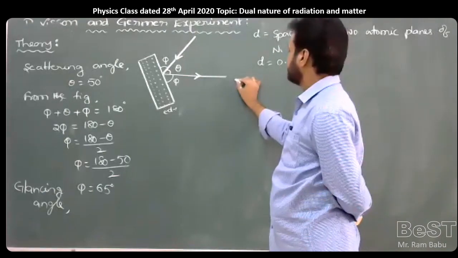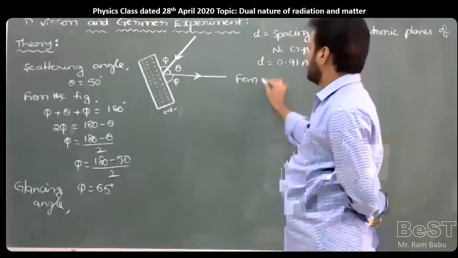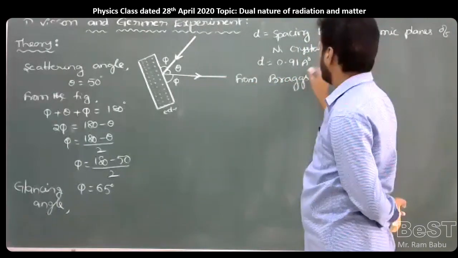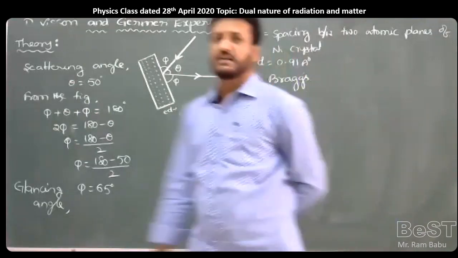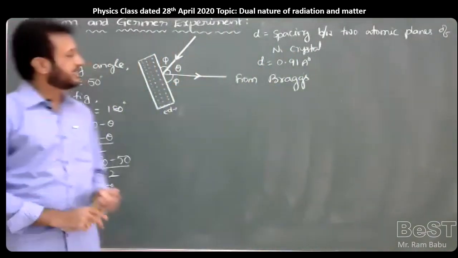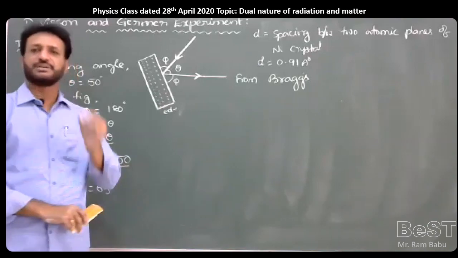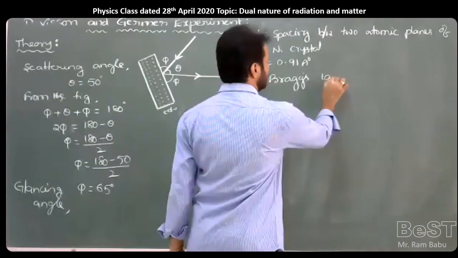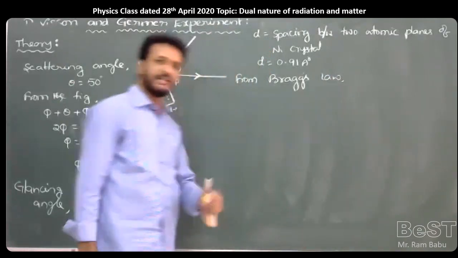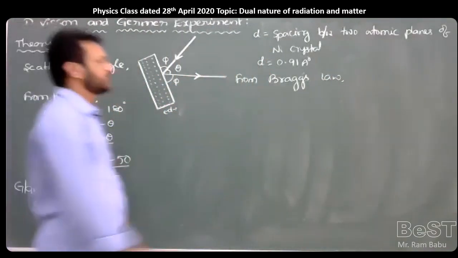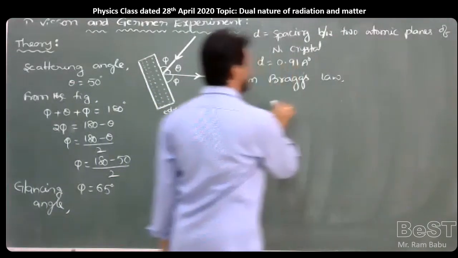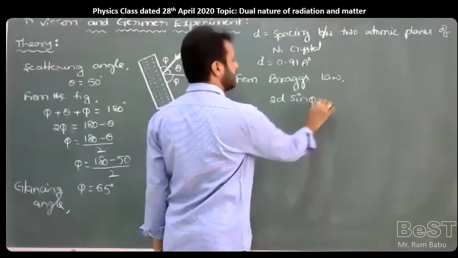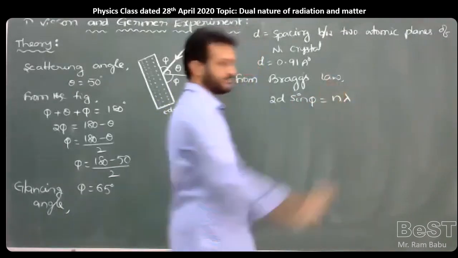From Bragg's law, he is also a scientist who first proved the wave nature of X-rays. He also conducted an experiment. Whatever relation was used by the scientist Bragg, the same relation is taken by de Broglie, Davis and Germer. So from Bragg's law, 2d sin phi is equal to n lambda.